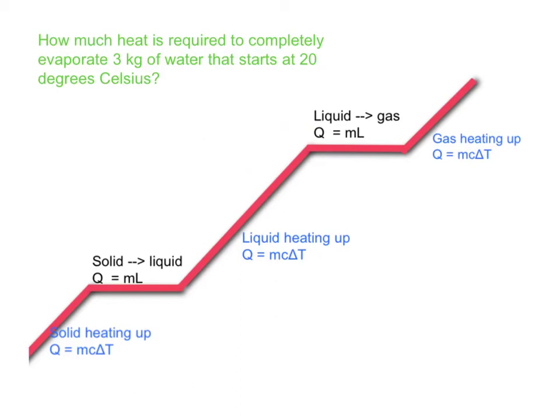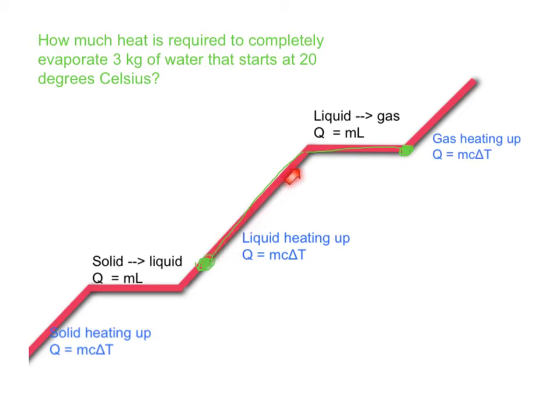Okay, so it's going to start here. It's going to be a liquid, so it's going to be at 20 degrees Celsius. And then it's going to heat up, heat up, and it's going to boil, and all you want to do is evaporate all of it. So it's all going to be in the gas stage. So here's where you're starting, and here's where you're ending. So what processes do you need to go through?